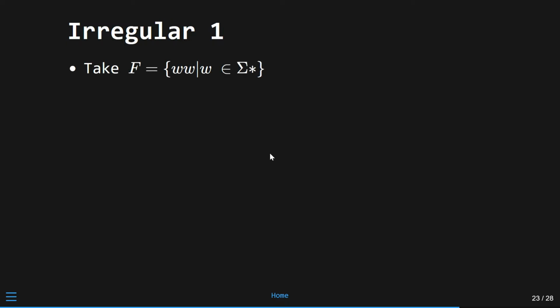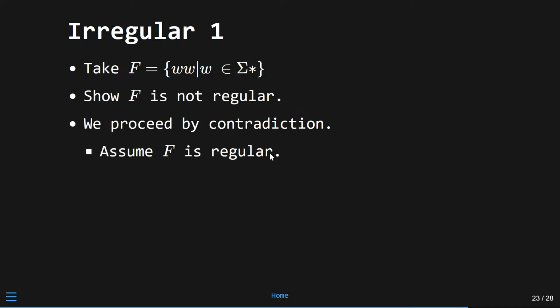All right. Okay, here's another one. This is strings that are repeated, right? We take a word out of sigma star, so that's any number of letters in any order. We repeat it. Okay. This is going to be quite simple, right? So we're going to show that F is not regular by contradiction.